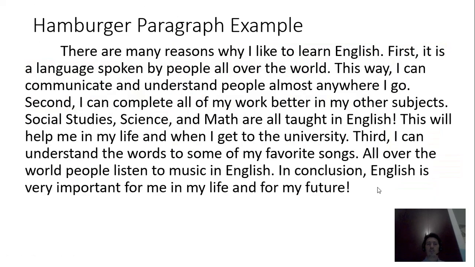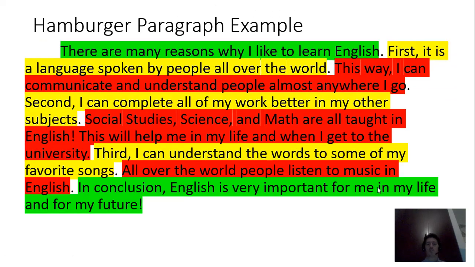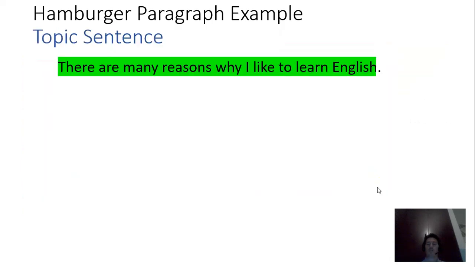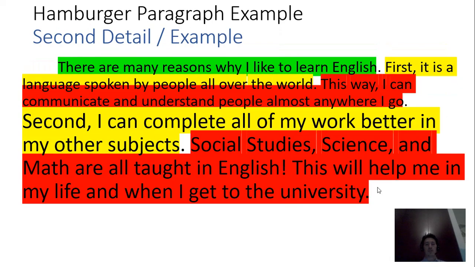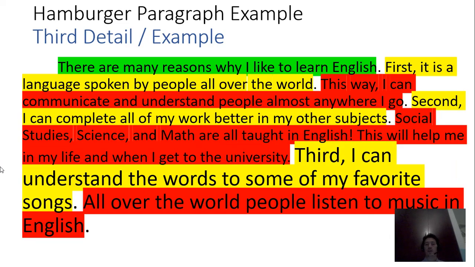So now you're starting to understand how we get this big paragraph. We start slow. We have our topic sentence. Our first idea with a detailed sentence. Our second idea, note I use a transition word, second, and a detail, an example. Now I have my third final idea about why I like to learn English. So here it is. Third, I can understand the words to some of my favorite songs.